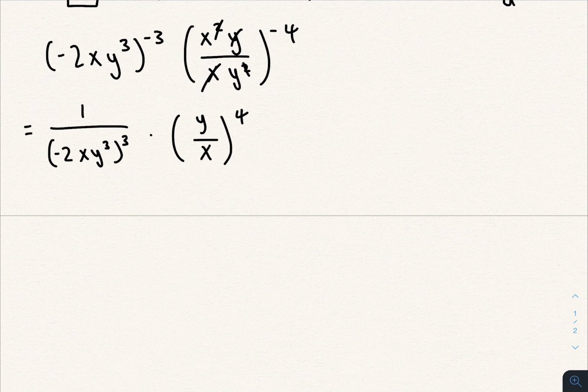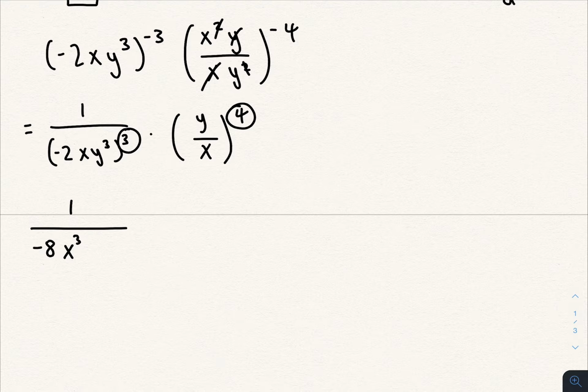So now I'm going to distribute the exponents outside of the brackets and clean everything up. So 3 gets distributed to that negative 2, which becomes negative 8, to that x, which becomes x to the power of 3, and to that y. We have to multiply those two, right? So it would become y to the power of 9, times, distribute the 4, y to the power of 4 over x to the power of 4.